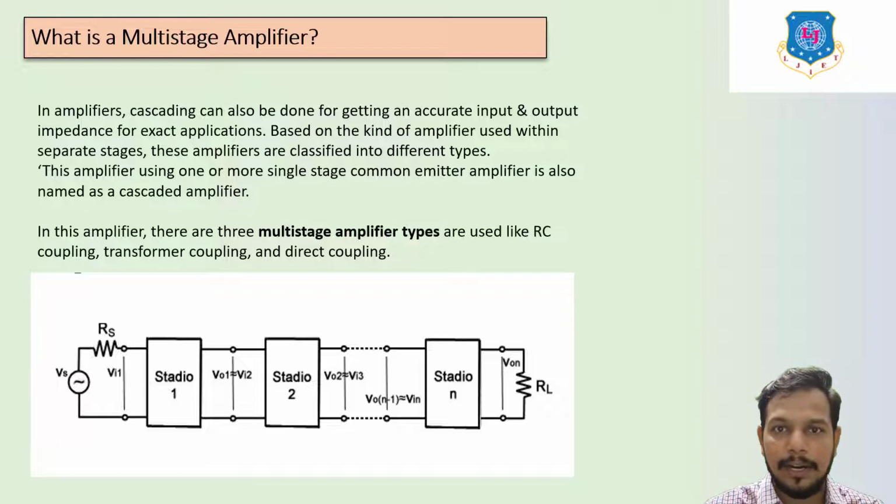In this amplifier there are 3 multi-stage amplifier types: RC coupling amplifier, transformer coupling and direct coupling. In this session we are going to discuss the RC coupling and direct coupling amplifier. Here you can see Vs, which is known as the supply voltage, connected with this Rs, which is basically the series resistance. Whenever we apply the supply voltage, it passes through the various stages of the amplifier, and then we get the output at the RL side.